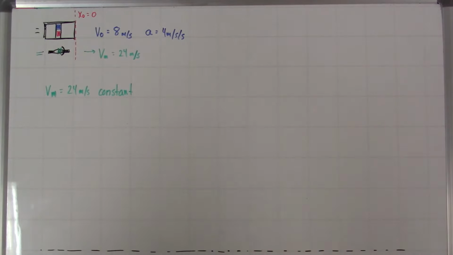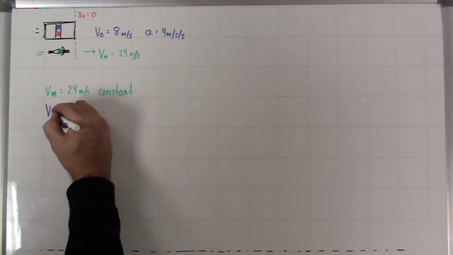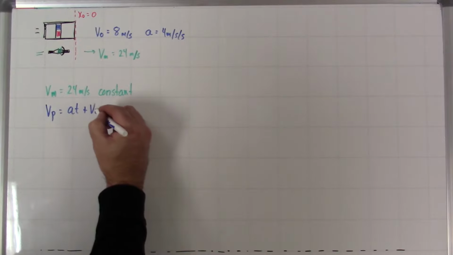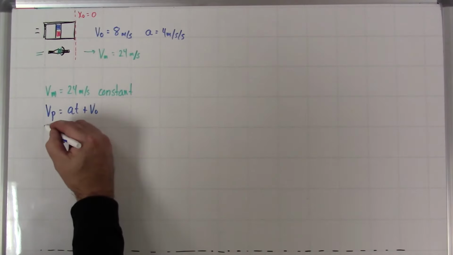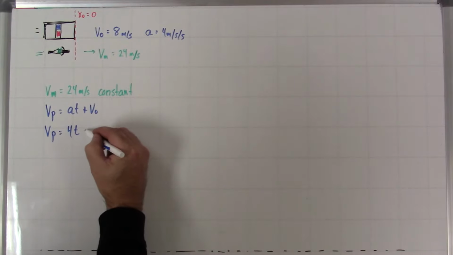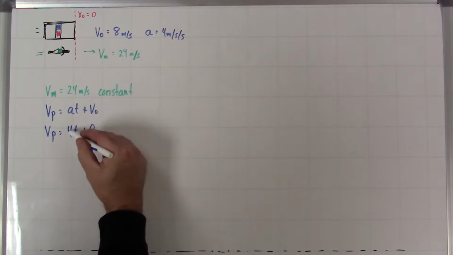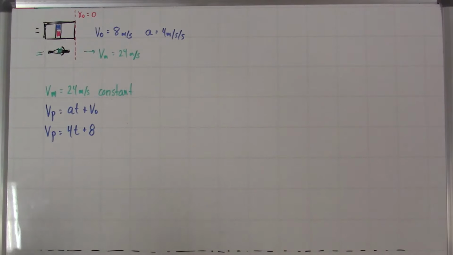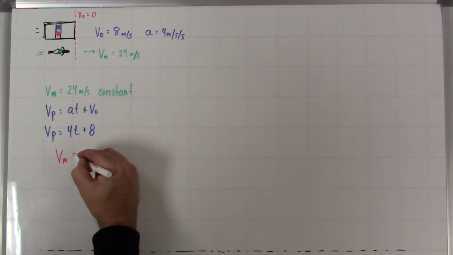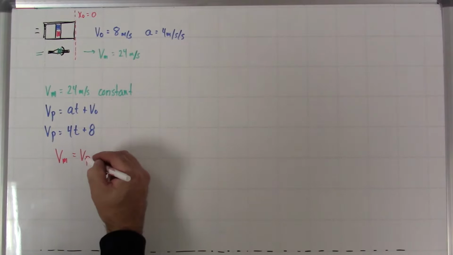No big deal. We also know that the velocity of the police car is given by the equation at plus v0, where the acceleration is 4 and the initial velocity is 8. And we want to know what happens when they have the same speed. So when is the v of the motorcycle equal to the v of the police car?